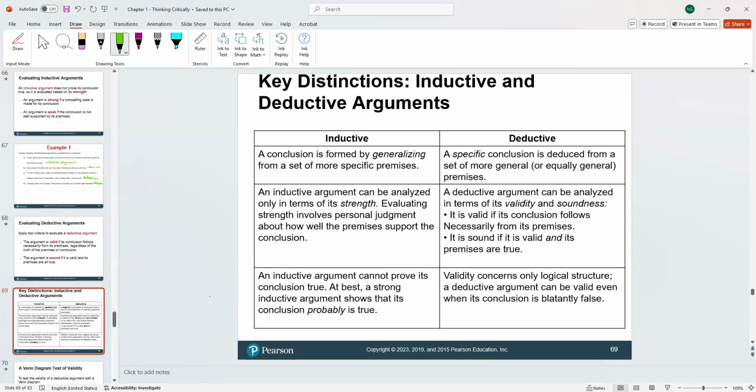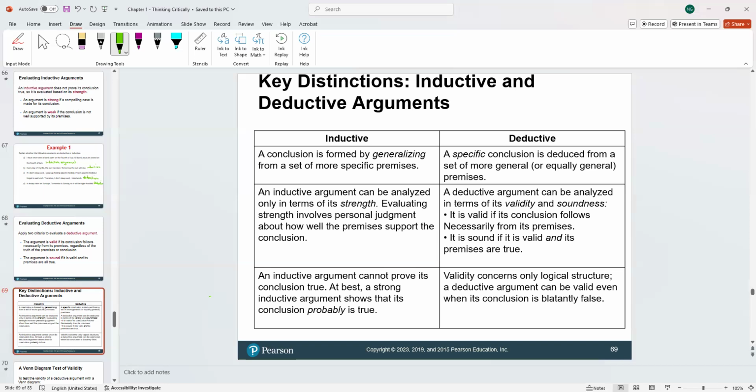In deduction, a specific conclusion is deduced from a set of more general or equally general premises. So that's the difference between deductive and inductive. An inductive argument can be analyzed only in terms of its strength. Evaluating strength involves personal judgment about how well the premises support the conclusion. But a deductive argument can be analyzed in terms of its validity and soundness. It is valid if its conclusion follows necessarily from its premises. It is sound if it is valid and its premises are true.